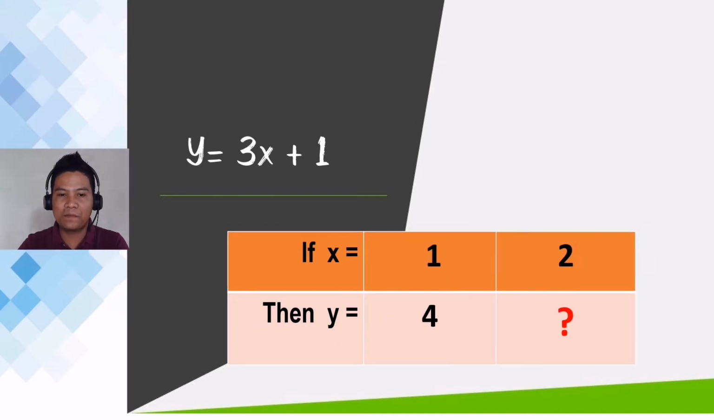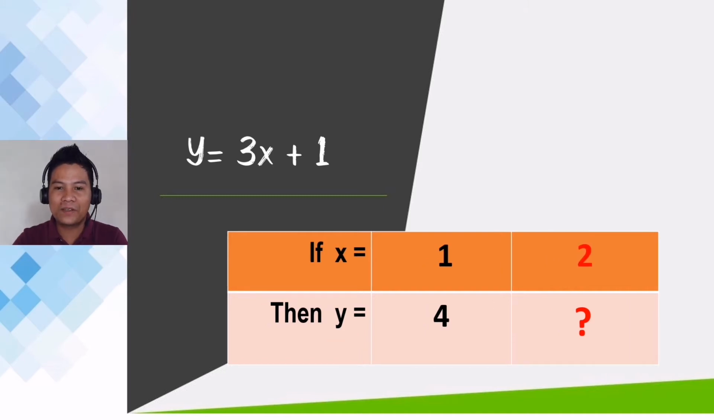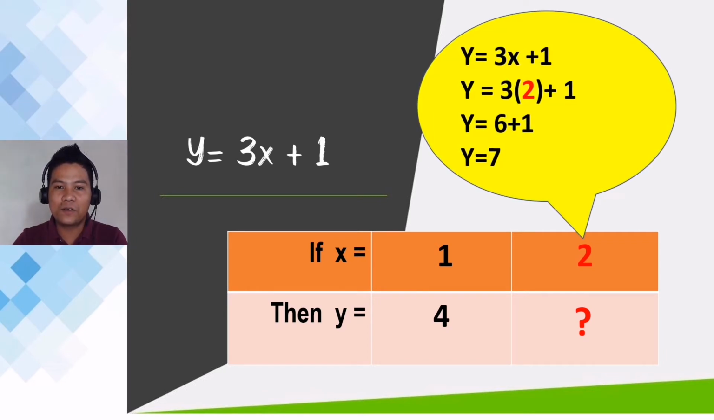Let's try this one. If x becomes 2, or we assign 2 as the value of x, what happens to the value of y? What is your answer? This is how you are going to do. Y is equal to 3x plus 1. Y is equal to 3 times 2 plus 1. Y is equal to 6 plus 1. Y is equal to 7. Therefore, if x is equal to 2, then y becomes 7.